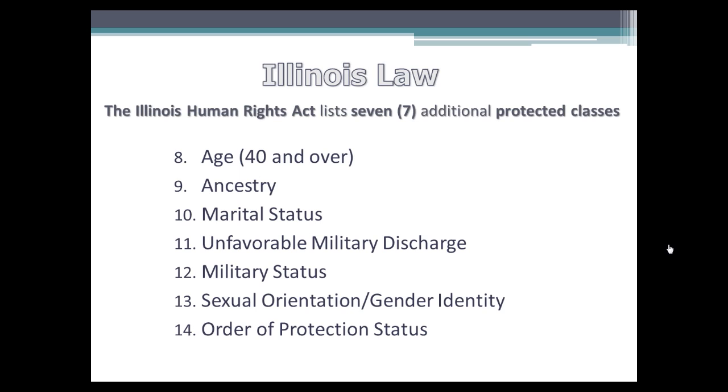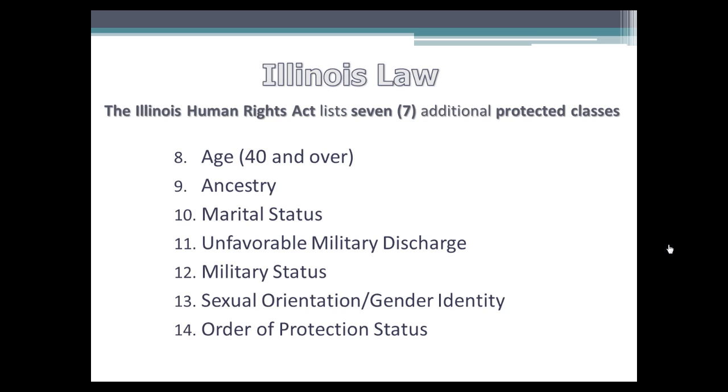This category was added to the Human Rights Act in 2006. Order of protection status was added in 2010. This category protects people who have obtained an order of protection from a court relating to abuse, such as in a domestic abuse situation. The law says that people should not be discriminated against because they have obtained this court order. If a landlord says, "You have an order of protection, I don't want to get in the middle of that, I'm evicting you." So that might be an example of unlawful discrimination under this section.